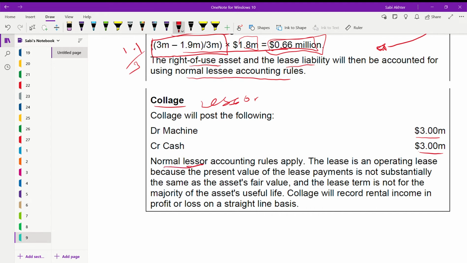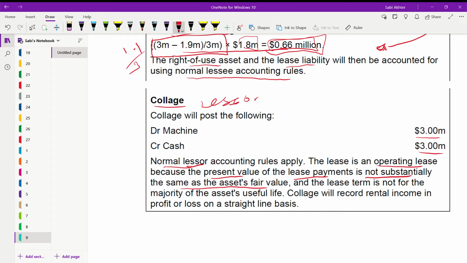Once everything is settled, then normal lessee and lessor accounting can be used. Normal lessor accounting rules will apply. That means you have to classify the lease as an operating or a finance lease. In this case, it is an operating lease. Why? Because the present value of the lease payment is not substantially the same as the asset's fair value. What was the asset's fair value?